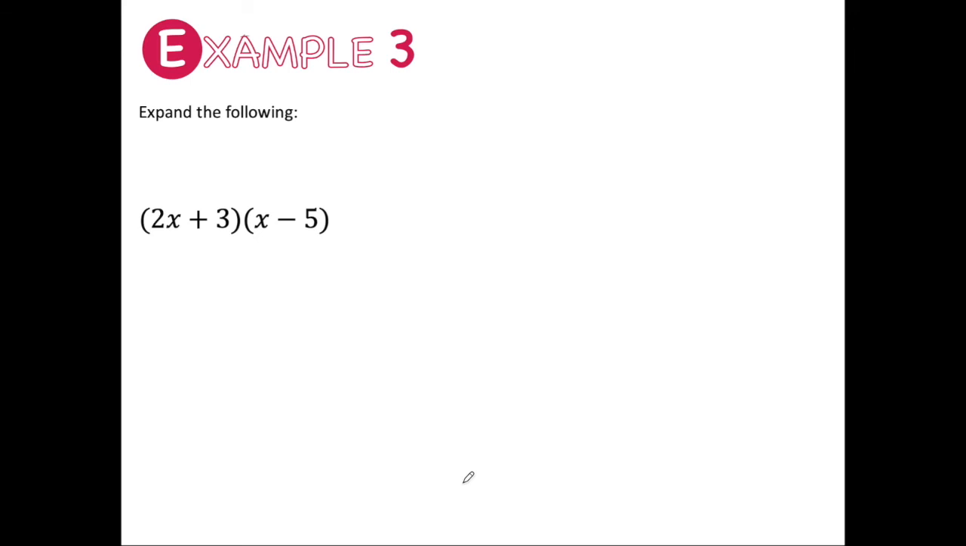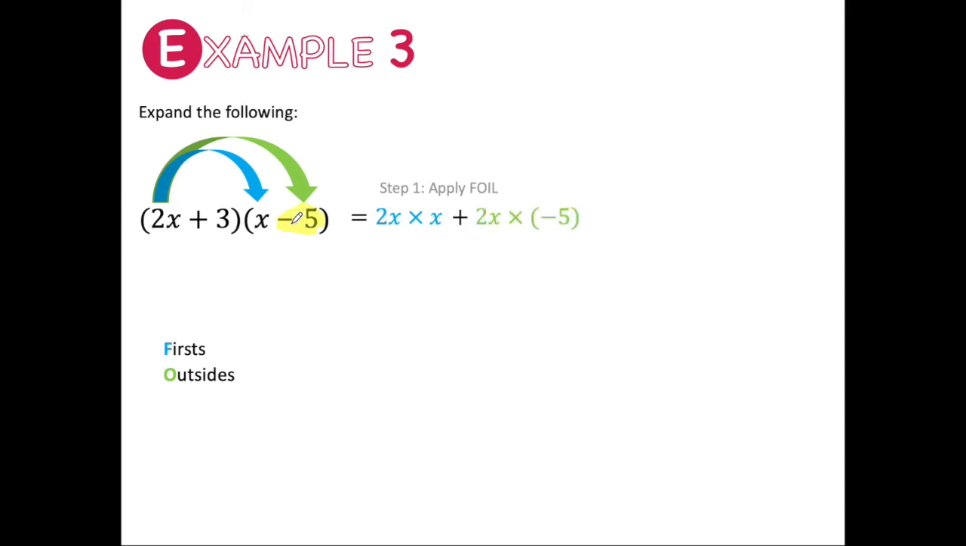So I'll go ahead and apply the same steps. Applying the FOIL method, so multiplying the first terms together, that is going to be 2x multiplied by x. Then multiplying the outside terms, so 2x, and again, it is a subtract 5, so I'm going to class it as a negative 5 in my calculations. So it's going to be plus 2x multiplied by negative 5.